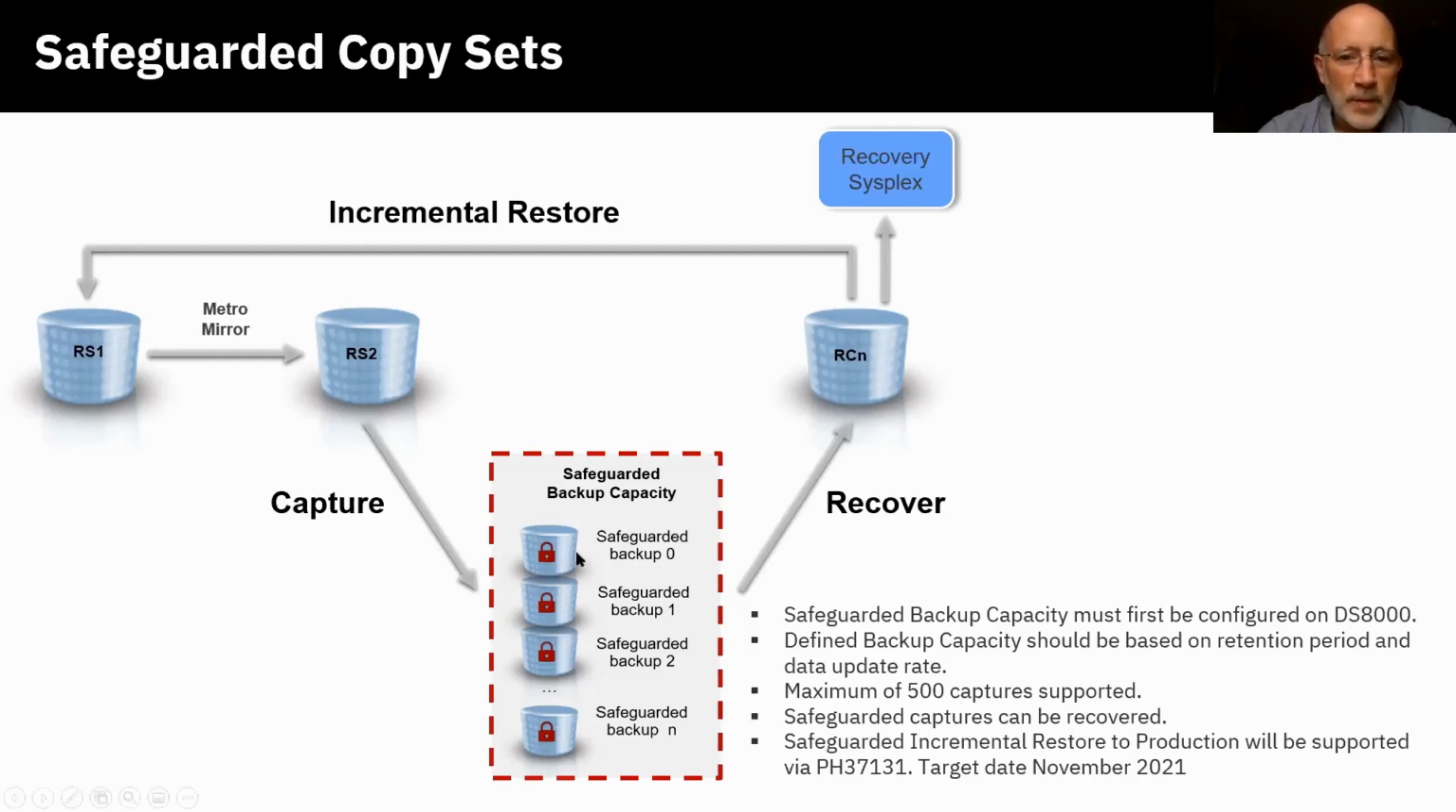In terms of this safeguarded repository, this backup capacity, for each volume that is protected via safeguarded copy, the architecture today imposes a limit of 500 captures. So you could, on paper at least, have for each production volume up to 500 data points, 500 captures associated with that volume. Now, that's an architectural limit today.